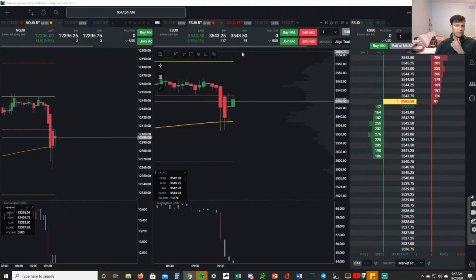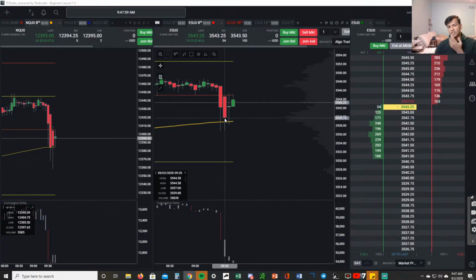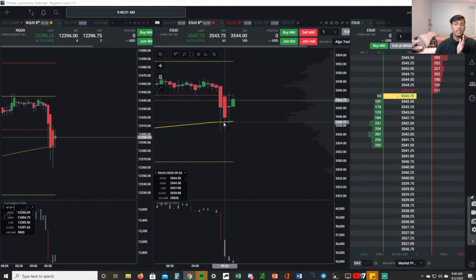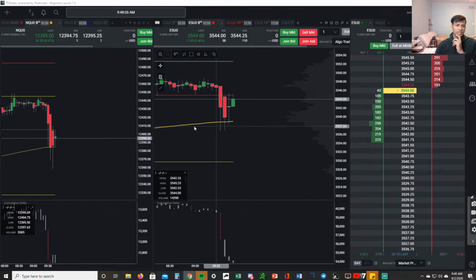Just waiting for some confirmation, guys. I said my play for today, I am looking to get long. This looks like a clear bounce off of the 200 EMA. And once I get some confirmation, I will try to get long.